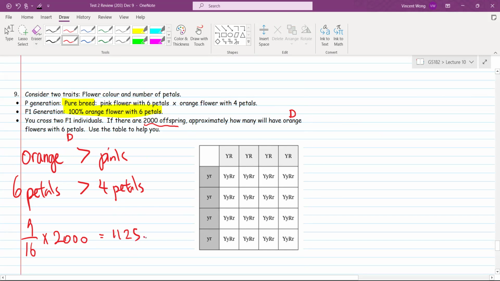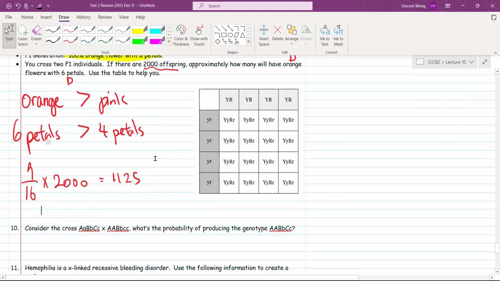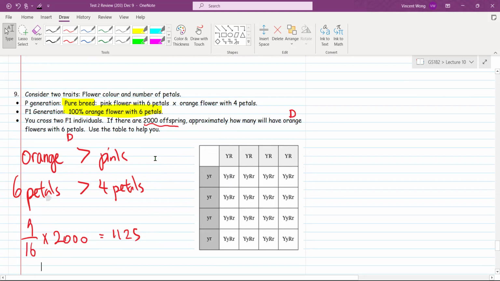Now, if you get something like this on the test, you must explain. Okay, if you just write all this stuff, I'm not going to give you full marks. You have to explain to me how did you know orange is dominant over pink? How did you know 6 petals is dominant over 4 petals? How do you know to use 9 over 16 and not like 3 over 16 or 1 over 16? Okay? You have to explain your work. Otherwise, not going to get full marks. Okay, moving on.